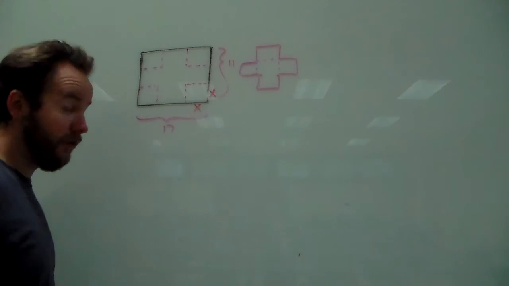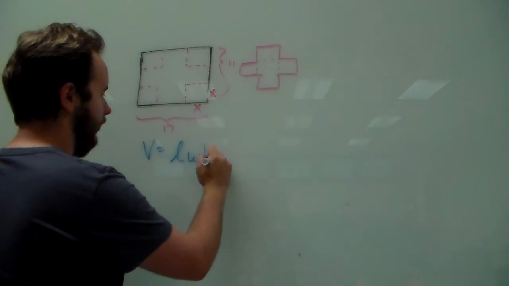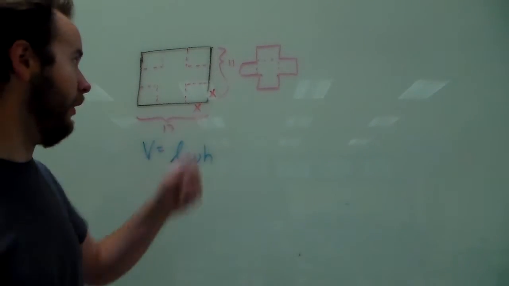Well, let's figure out what the dimensions of such a box would be. We know that volume equals length times width times height, but what are the length, width, and height of such a box?